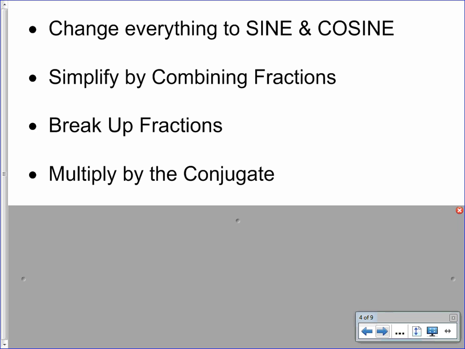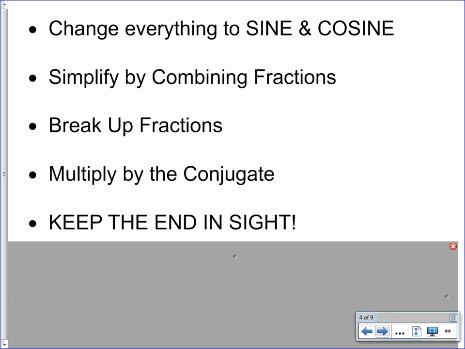Okay? Multiply by the conjugate. We did that problem on Tuesday where we had 1 minus sine in the denominator. We multiplied by the conjugate so that we could get that Pythagorean identity, okay? So you may see that as a helpful way.